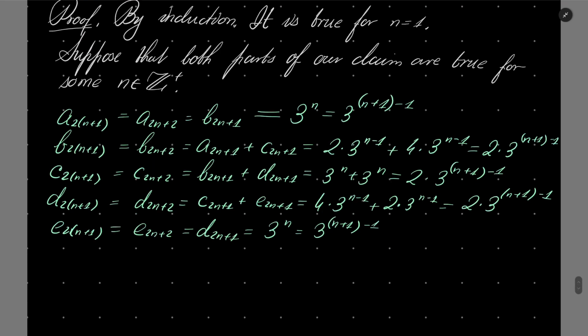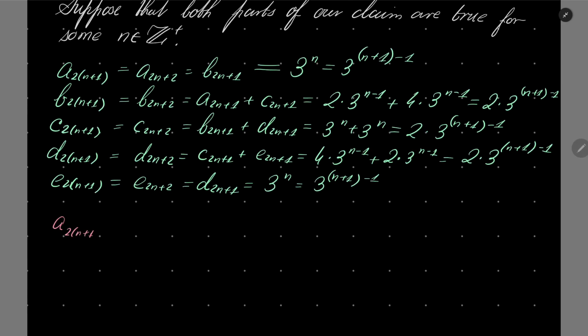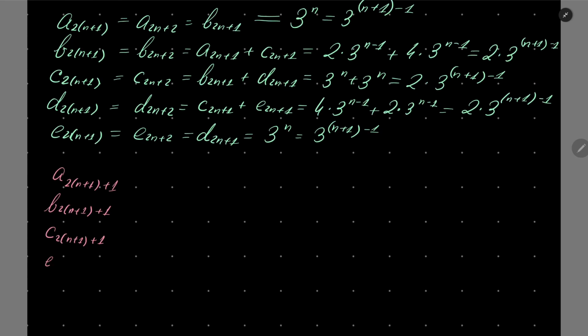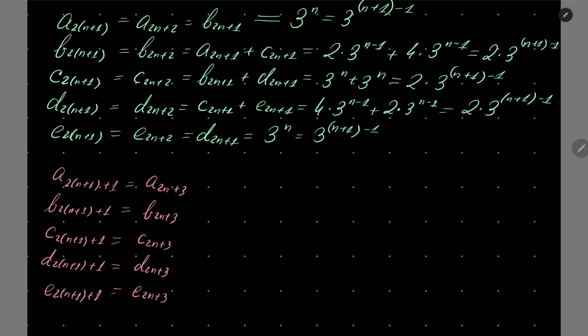what happens for a to n plus 1 plus 1, b to n plus 1 plus 1, c to n plus 1 plus 1, e, d. You know, it's rather boring, but it's important. If you are preparing for some mathematical Olympiad, induction is very important. It needs to be rigorous. So I'm doing it rigorously. So here we have a to n plus 3, b to n plus 3, c to n plus 3, d to n plus 3, e to n plus 3.